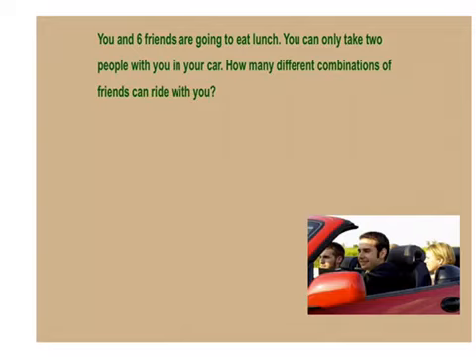So in this example, you and 6 friends are going to eat lunch. You can only take 2 people in your car. How many different combinations of friends can ride with you? Well, I'm looking for combinations right now. Order doesn't really matter in this situation. I'm still going to put 2 friends in the car. Yes, it's kind of nice that they get to ride in the car with you, but it really isn't important how you pick those 2. They're just being picked. So order is not important, so I'm going to have 6 total.